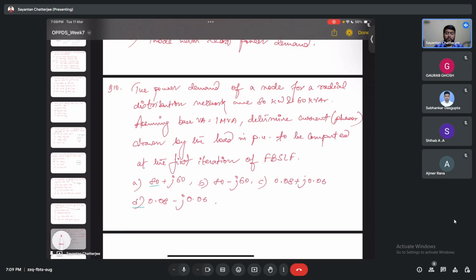So this is the question. The power demand of a node of a radial distribution network is 80 kilowatt and 60 kVAR. Base VA is 1 MVA. Compute the current phasor drawn by the load in per unit for the first iteration of the forward backward sweep. These are the options. Take 2-3 minutes to solve it.